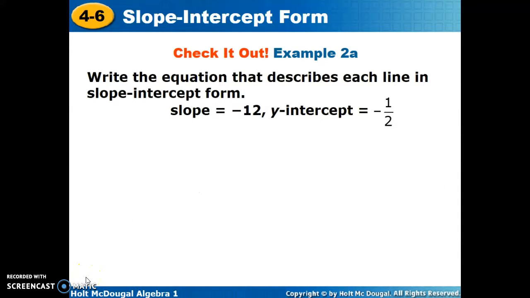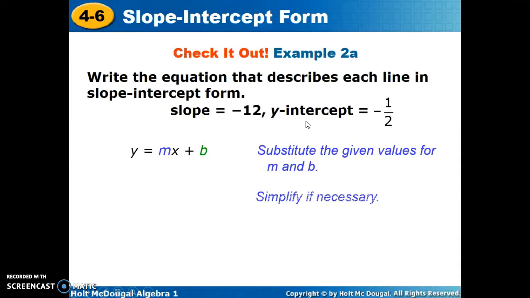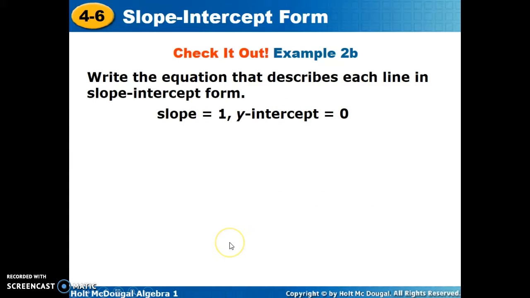2a says write the equation that describes each line in slope-intercept form. Come back and see what you get. So we are given the slope -12 and our y-intercept of -1/2. We're simply going to substitute those values into our nice, neat, tidy equation in slope-intercept form. Our -12 is our m value. It's a coefficient to x, and our y-intercept is -1/2. That's our slope, our y-intercept.